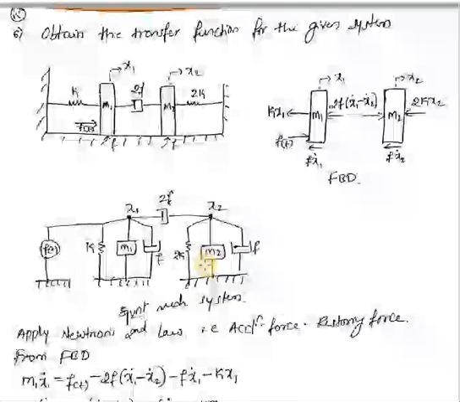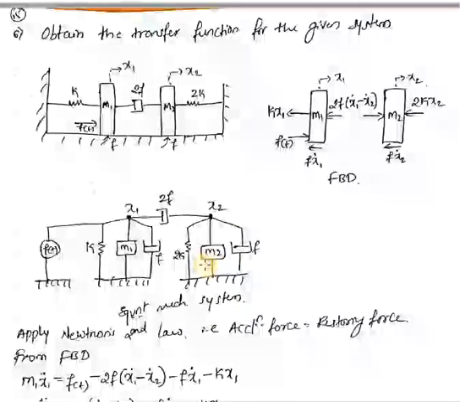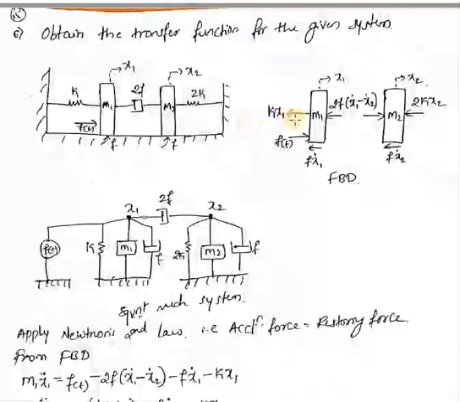Similarly, the next one. Obtain the transfer function for the given system. Here f of t is acting on m1, and we are asked to consider the frictional force, and this damper is attached between these two masses. Here it is k and here it is 2k. So first we'll try to draw the free body diagram.